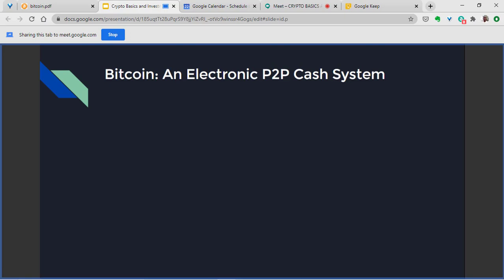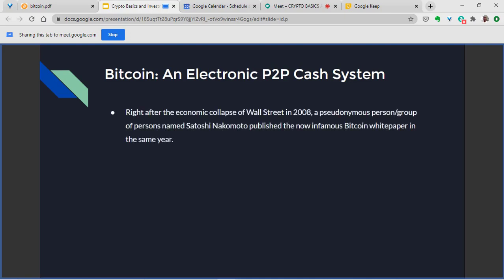Bitcoin, an electronic P2P cash system. P2P here means peer-to-peer. So what is Bitcoin? How did it all get started? Right after the economic collapse of Wall Street in 2008, a pseudonymous person or group of persons, we don't know, the creator of Bitcoin is unknown. We don't even know if it's one person or a group of people, but it's named Satoshi Nakamoto.